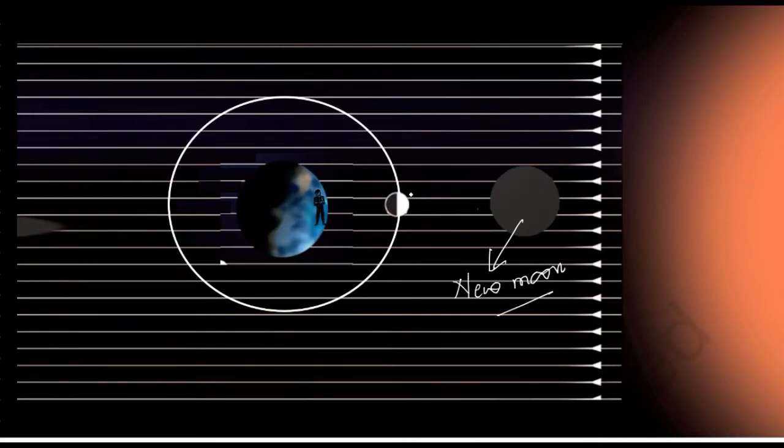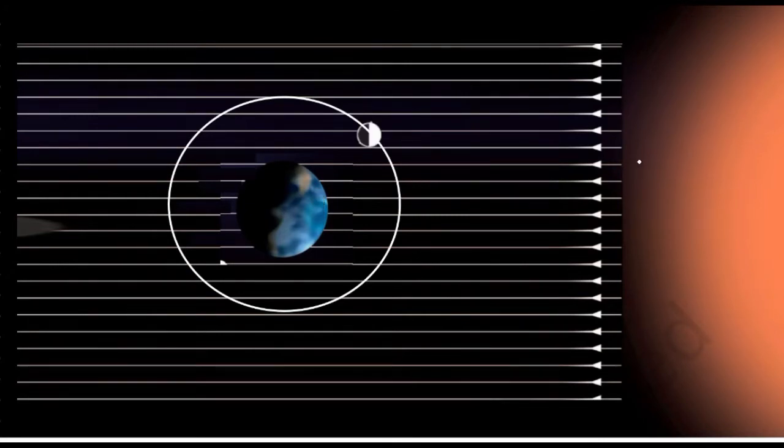Suppose the moon changes its place here, it goes to a different place, and then the part which is illuminated because of sunlight increases, and a person who is here on the earth can see a different phase of the moon. The moon, which was completely dark, appears now like a crescent moon.